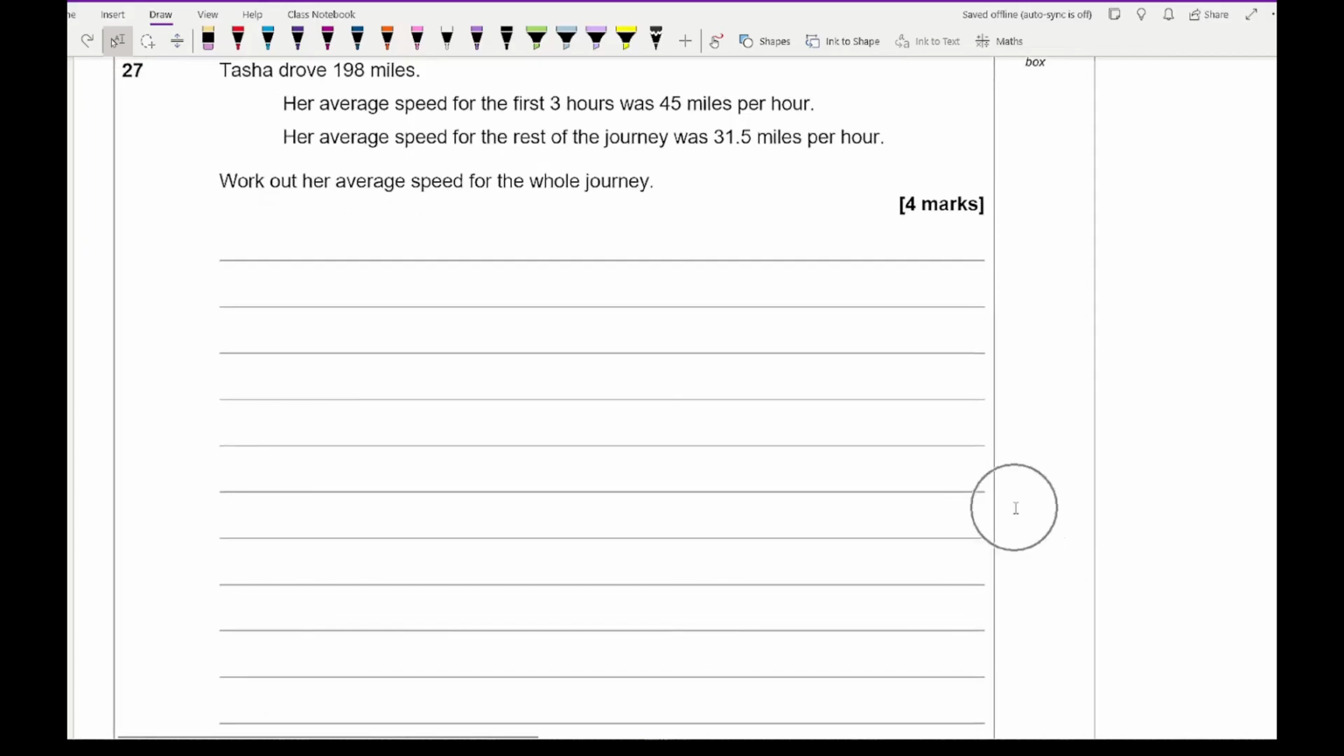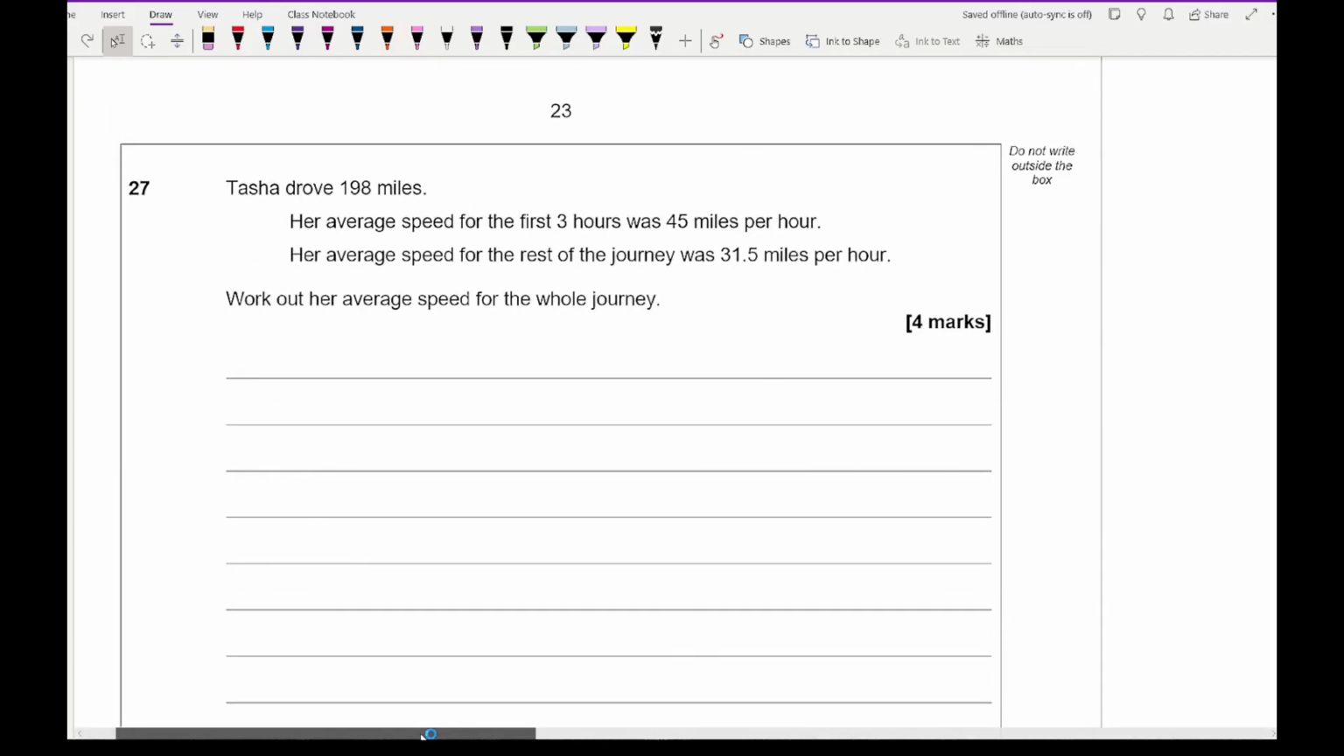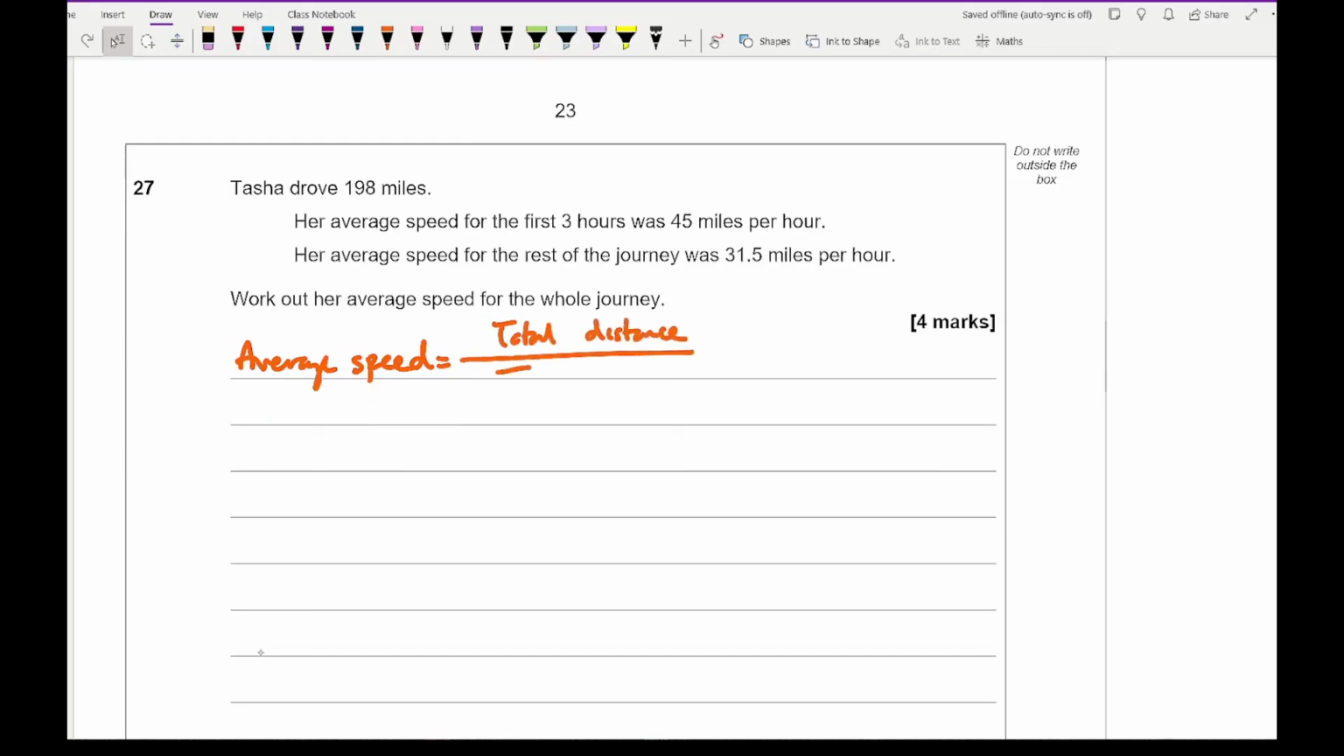Moving on to question 27, it says that Tasha drove 198 miles. Her average speed for the first 3 hours was 45 miles per hour. Her average speed for the rest of the journey was 31.5 miles per hour. Work out the average speed of the whole journey. So if I zoom out a little bit, for this we need to know that the average speed is equal to the total distance divided by the total time.